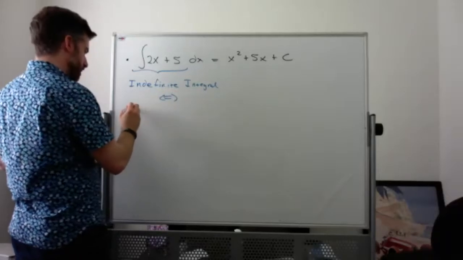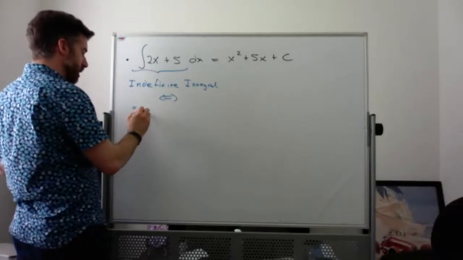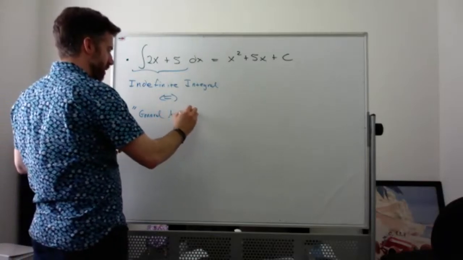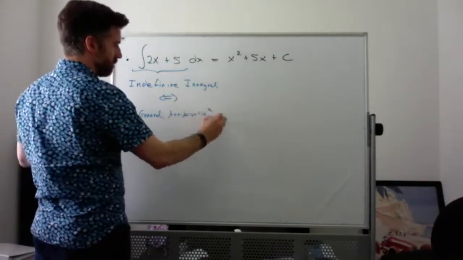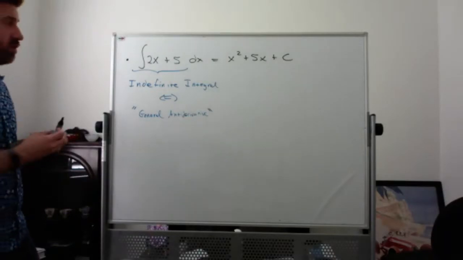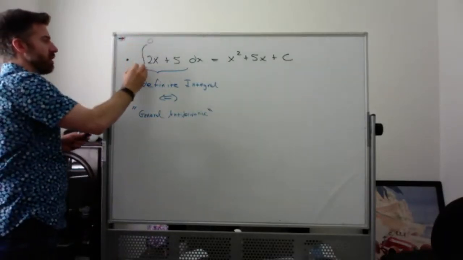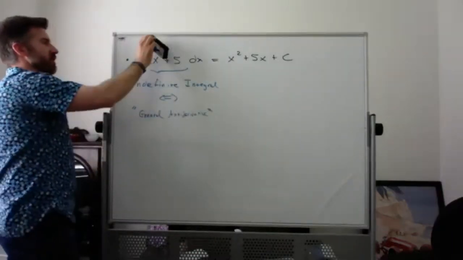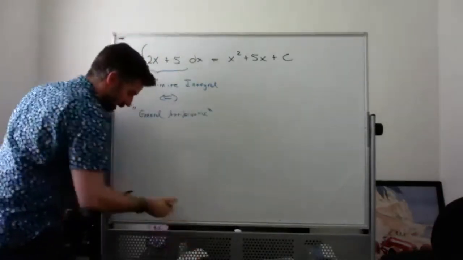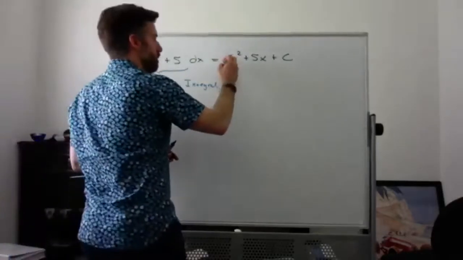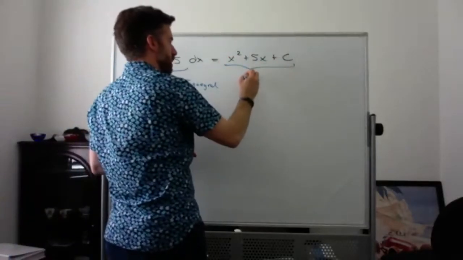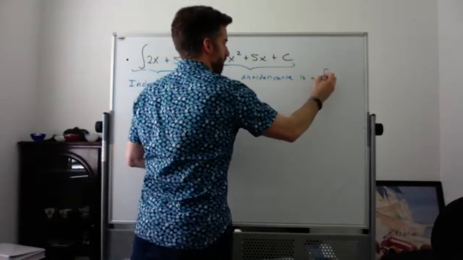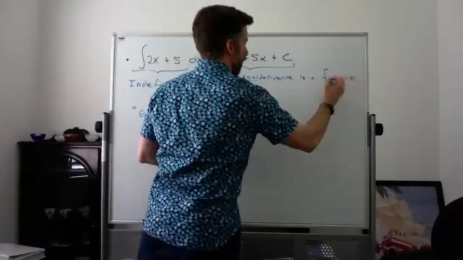AKA the antiderivative. I should say the general antiderivative, meaning you throw on the plus c. So when there are no limits of integration, we don't have anything there or there, then we know it's an indefinite integral and you're just finding the antiderivative as a function of x. The antiderivative is a function of whatever your variable is.